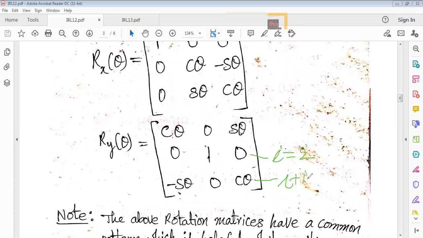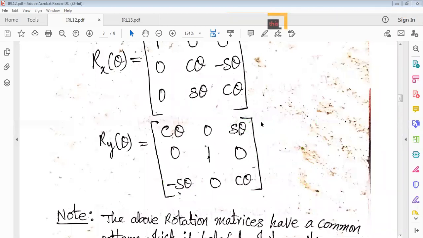In this i plus 1th row, the off-diagonal element is minus sin theta. This row is i plus 2, the i plus 2th row. In this i plus 2th row, the off-diagonal element is sin theta. Similarly, you observe the third rotation matrix.